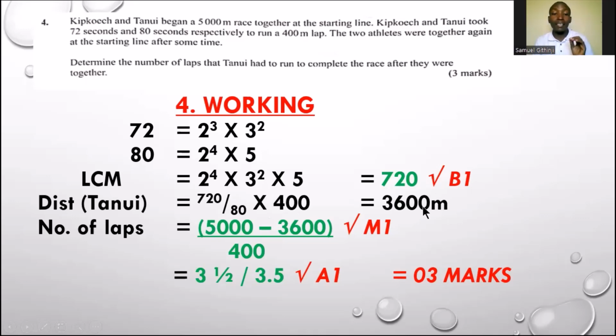So the total distance that Tanui will run before they are together again at the starting point is 3,600 meters. Now, the total race was 5,000. So Tanui is yet to do 5,000 minus that 3,600 meters. That is the distance this athlete Tanui is having to complete the race. So if I divide by 400, I will get the number of laps that Tanui is yet to make. That is alternative 1, and the answer is 3.5 laps.